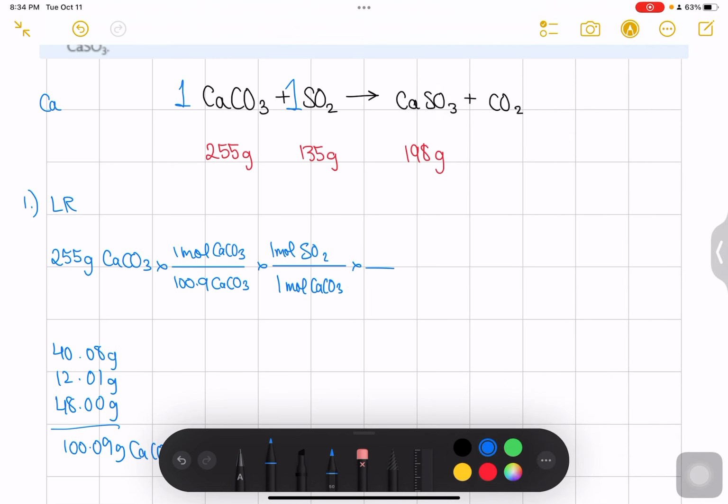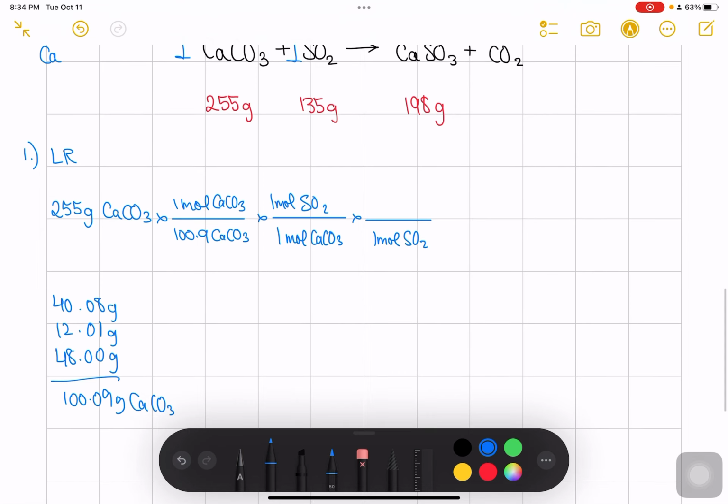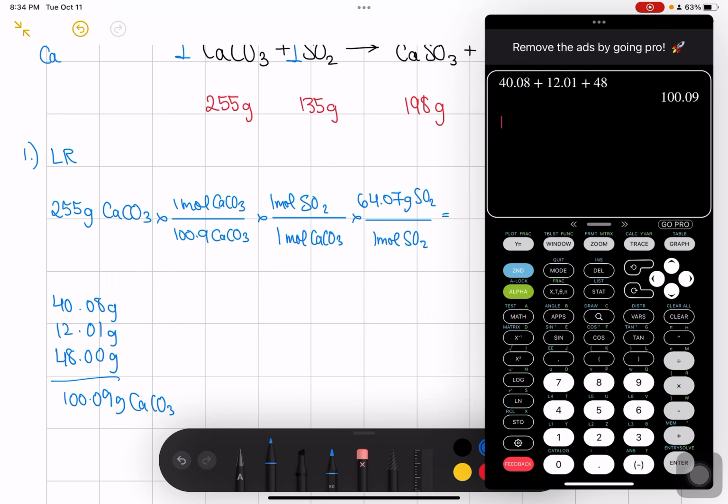Now, in 1 mole of SO2, we've got to check out sulfur. I believe sulfur would be 32.07 grams, and 2 O's, which is another 32. Therefore, we have 64.07 grams of SO2, which is 64.07 grams SO2.